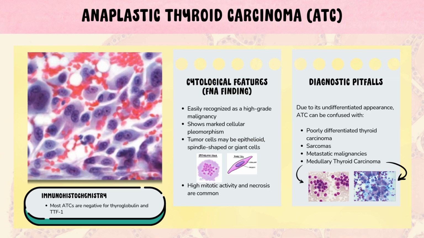Fine needle aspiration typically shows markedly pleomorphic tumor cells, which may appear epithelioid, spindle-shaped, and giant cells, often accompanied by necrosis and high mitotic activity. However, despite its aggressive appearance, ATC presents an important diagnostic challenge because it lacks features of normal thyroid differentiation. Immunohistochemically, most anaplastic thyroid carcinomas are negative for thyroglobulin and TTF1, which helps distinguish them from differentiated thyroid cancers.